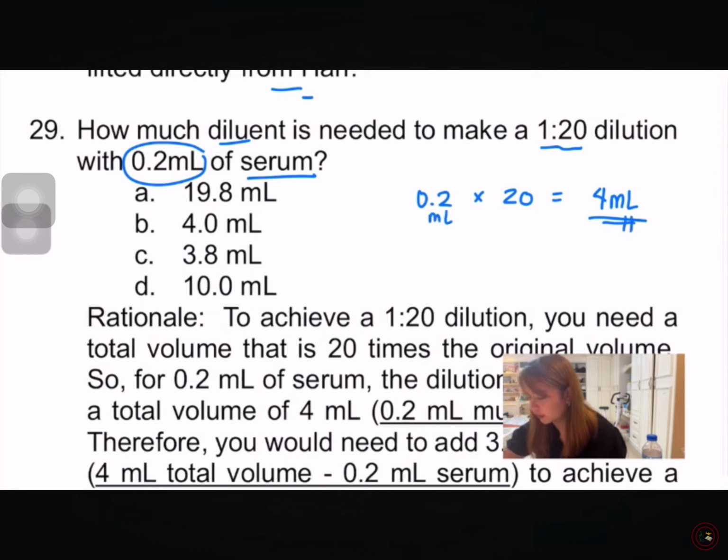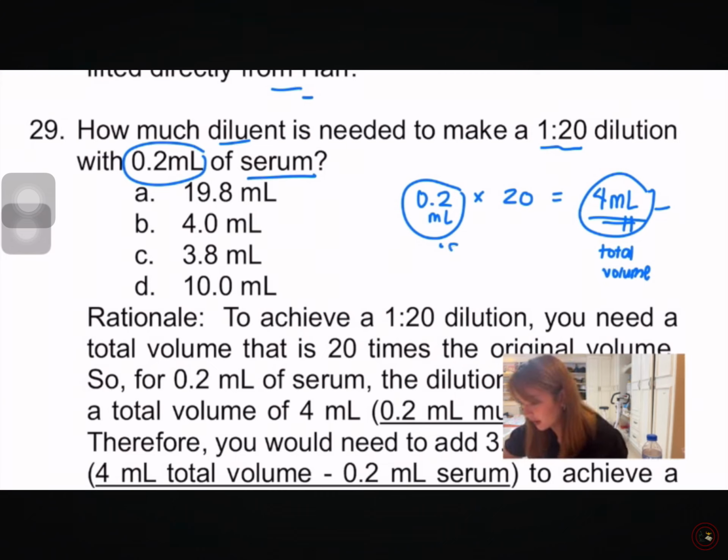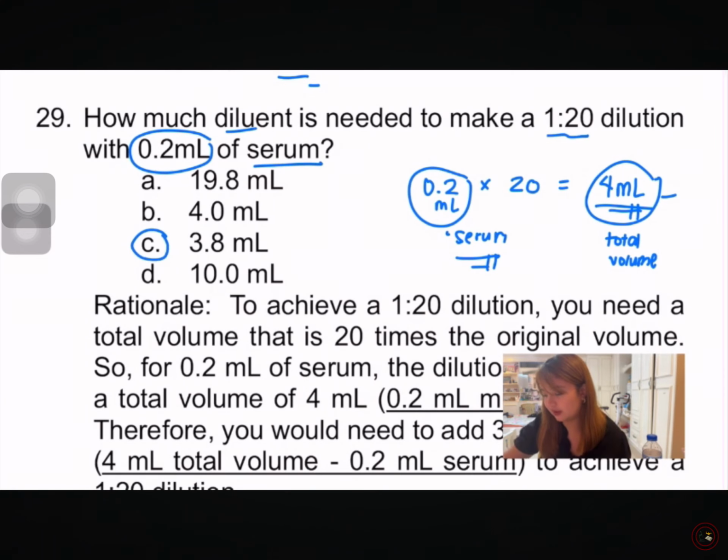So, ang 4 ml na to, ito yung overall volume. Ito yung total volume natin. So, if meron tayong total volume na 4 ml, and meron tayong serum na 0.2 ml, yung difference ng dalawa, that is the volume of the diluent na kailangan natin. So, the answer here is 3.8 ml. It's just 4 minus 0.2. 3.8.